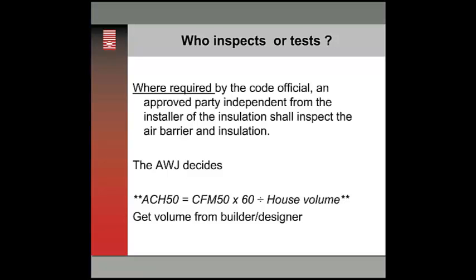Again, the calculation is volumetric based. You're normalizing the leakage based on building volume. Air changes per hour at 50 pascals is CFM50 times 60 divided by volume. And I would recommend getting the volume from a builder or designer.